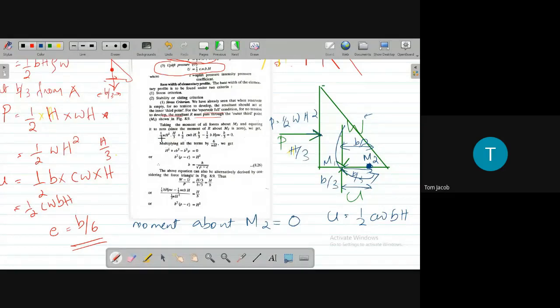Okay. So now we need to simplify this equation by multiplying all terms by 6 by WH, or you can simplify it on your own with your own technique. So you will get the final equation for base width as B is equal to H by root of rho minus C. Okay, so that is the equation that we need. That is base width due to stress criteria is equal to H by root of rho minus C.